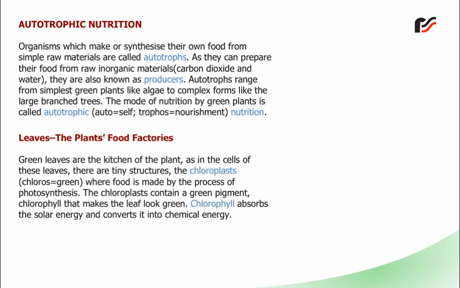Leaves, the plant's food factories. Green leaves are the kitchen of the plant. In the cells of these leaves, there are tiny structures, the chloroplasts, chloros is equal to green, where food is made by the process of photosynthesis. The chloroplasts contain a green pigment, chlorophyll, that makes the leaf look green. Chlorophyll absorbs the solar energy and converts it into chemical energy.